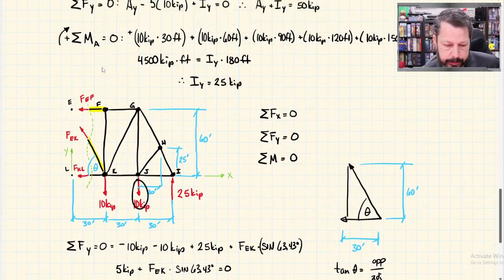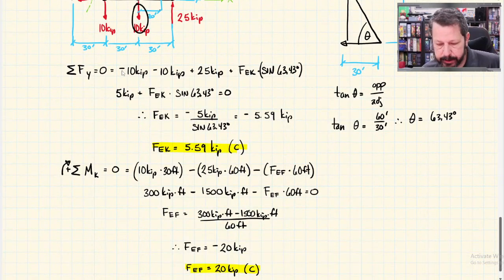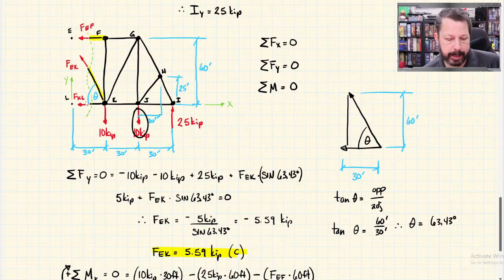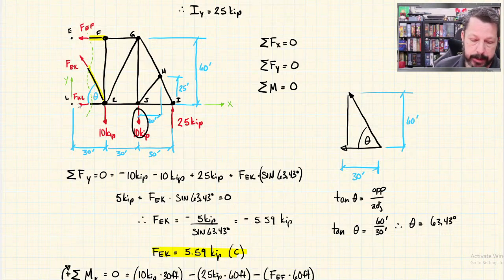I don't see any questions, so I assume everybody's okay with that. If we wanted to solve for KL, now we could go back to our X equation. We know the other two. Or we could write a moment equation about E and solve for KL. That was not part of our problem statement, so we won't actually do that. But that would be two different ways to solve for KL if we wanted to know it.